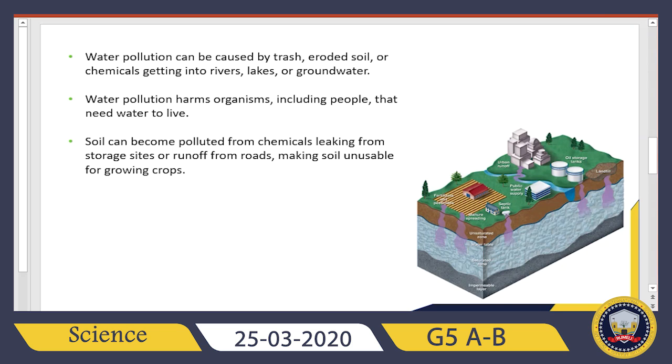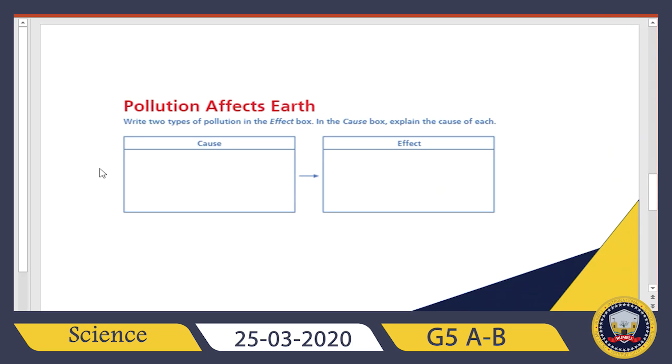So let's try to solve another question from your book. It is asking us to write two types of pollution in the effect box, and in the cause box we will write the cause for each of these. For example, let's imagine, what can we write? Water pollution can be an effect. What can be the cause of water pollution? The sewage system, if we pollute the water with garbage, it can be a reason.